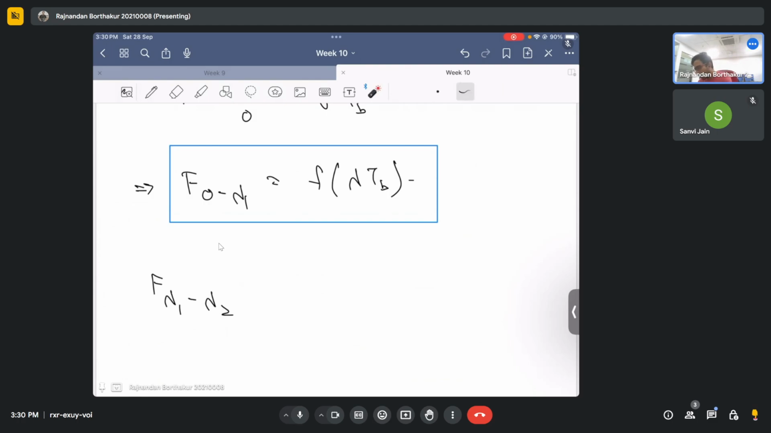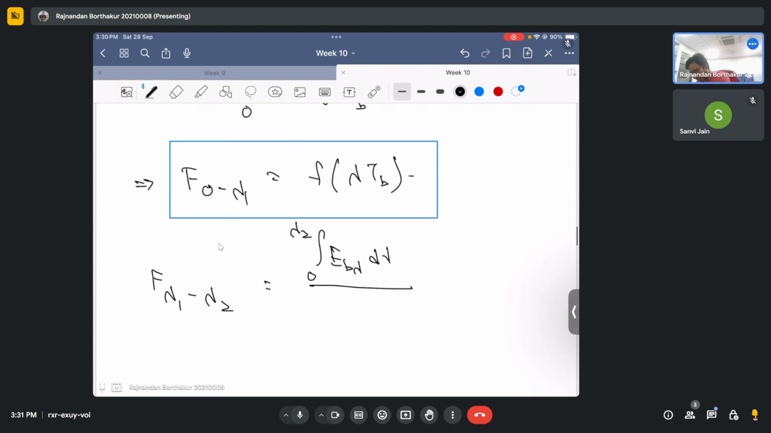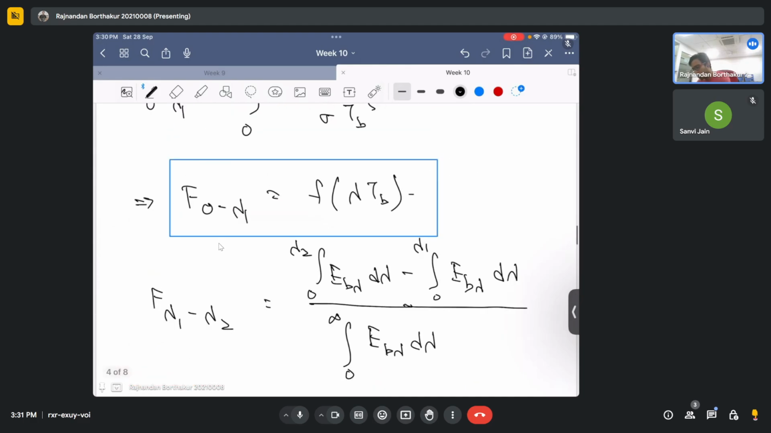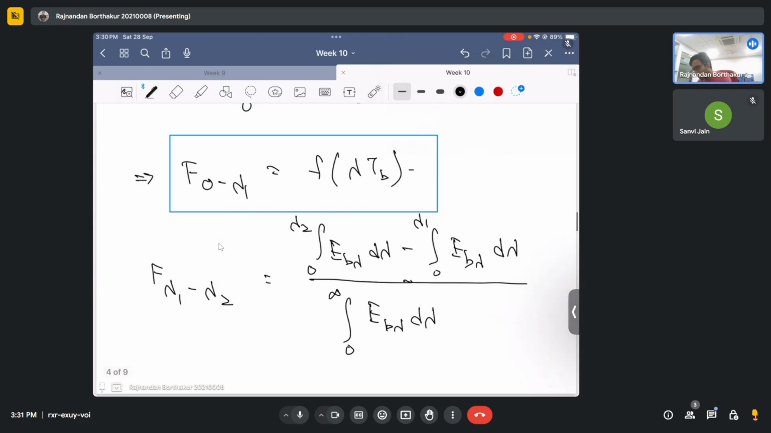So can you tell me how? I'll just simplify this. You can simply write this F, lambda 1 to lambda 2, by following the principle of integration, as the integral from 0 to lambda 2 of E_b lambda d lambda minus the integral from 0 to lambda 1 of E_b lambda d lambda, divided by the total, that is the integral from 0 to infinity of E_b lambda d lambda, which simplifies to something known as sigma times T raised to the power 4.